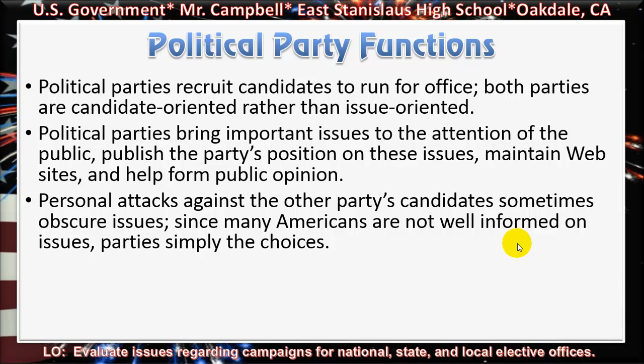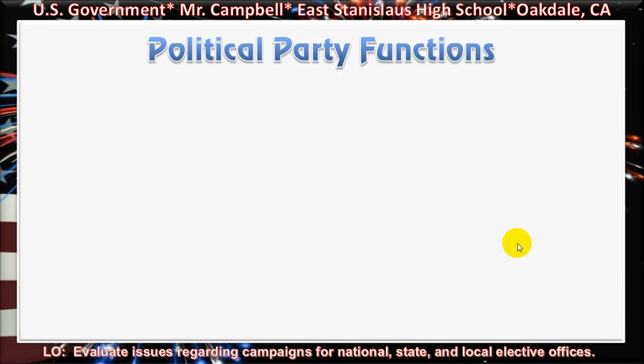They may have information on some issues, but there may be many issues they're not well informed on. They just don't have time or are too busy to really completely be up to speed. So most Americans will tend to adopt the position that their particular party takes on an issue. And that does simplify the choice for them.